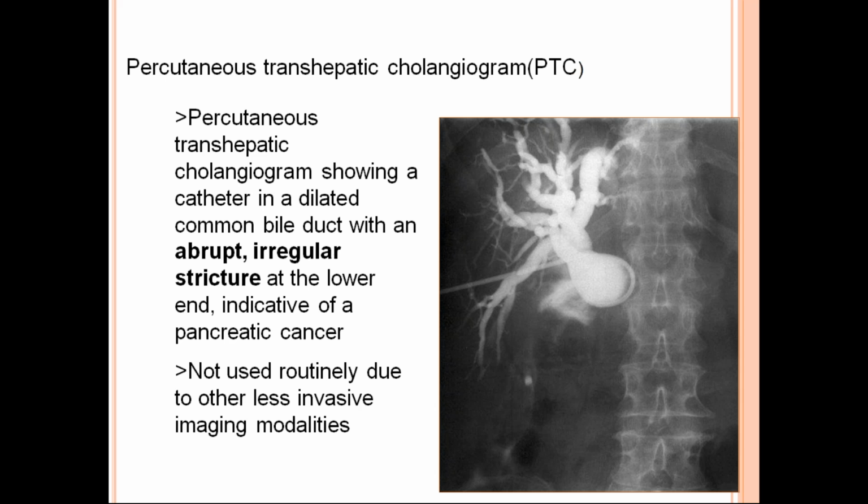Next is percutaneous transhepatic cholangiogram. This is usually not done. You can see here, dilated CBD. There might be a stricture or a carcinoma.